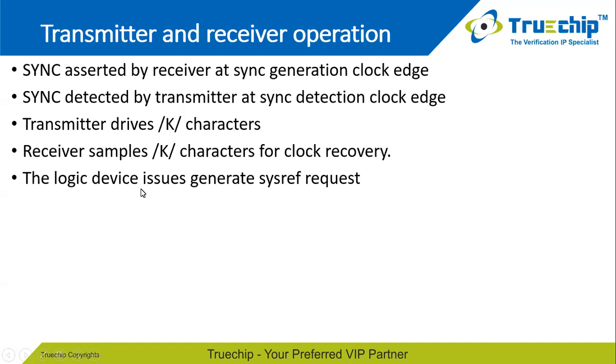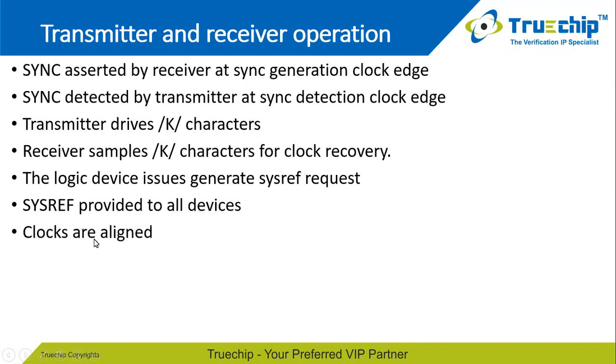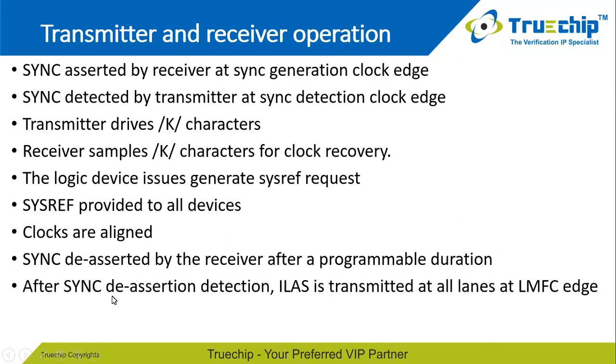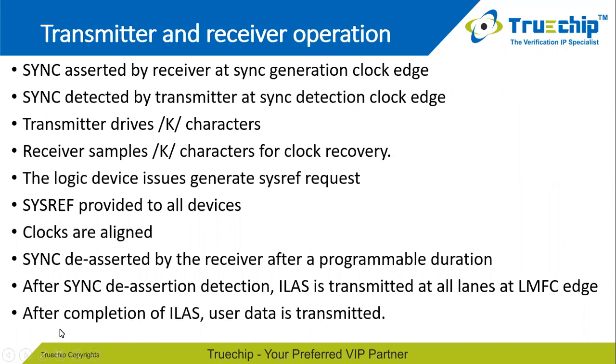After synchronization request, the logic device, whether it is a transmitter or a receiver, issues a generate sysref request to the clock generator. In response, a sysref is provided to all the devices. This sysref, as we will discuss later, will be used to align the clocks at both the transmitter and receiver sides. The receiver then deasserts the sync at a programmable LMFC edge. Now, after sync deassertion detection, the transmitter transmits ILAs on all the links. We will discuss in more detail the ILAs in the upcoming slides. After completion of ILAs, user data is transmitted on all the links.